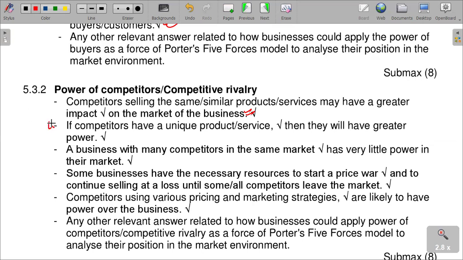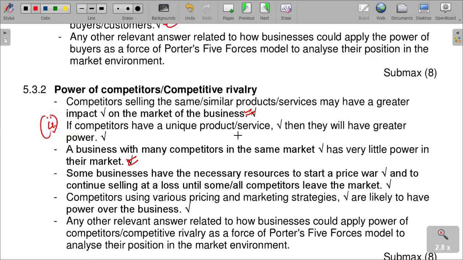Let's take note of these points. If competitors have unique products or services, then they will have greater power, and a business with many competitors in the same market has very little power in its market. When competition is very strong, it means that the business has little power or little influence in that market. Therefore, some businesses have the necessary resources to start a price war and to continue selling at a loss until some or all competitors leave the market.